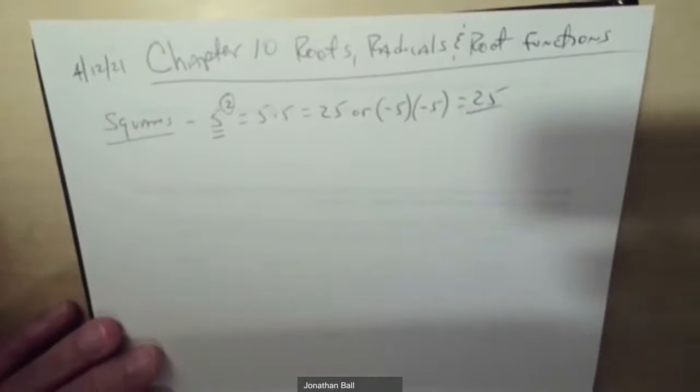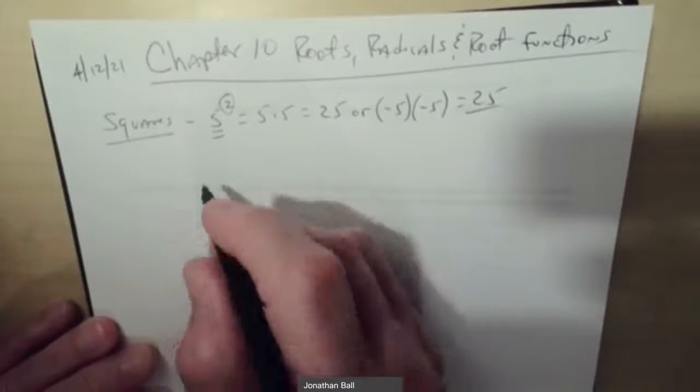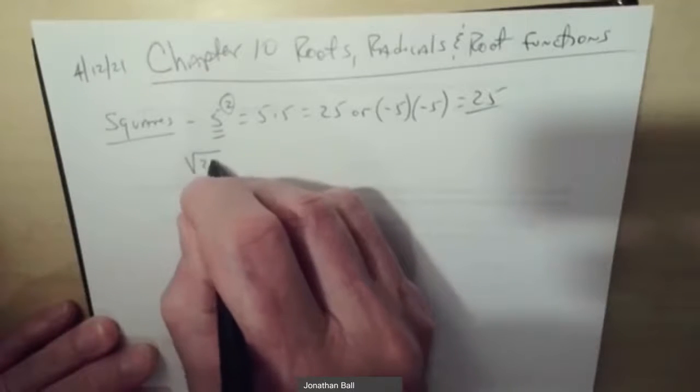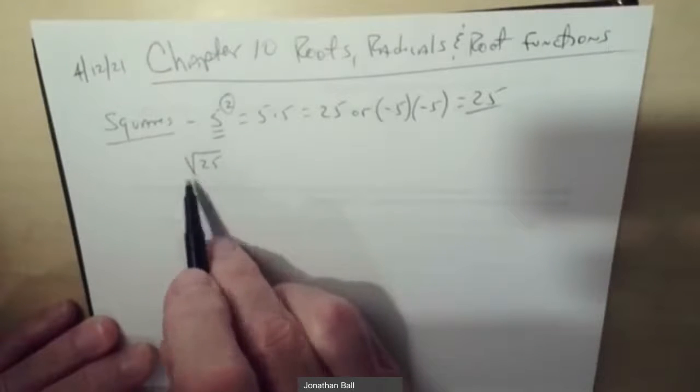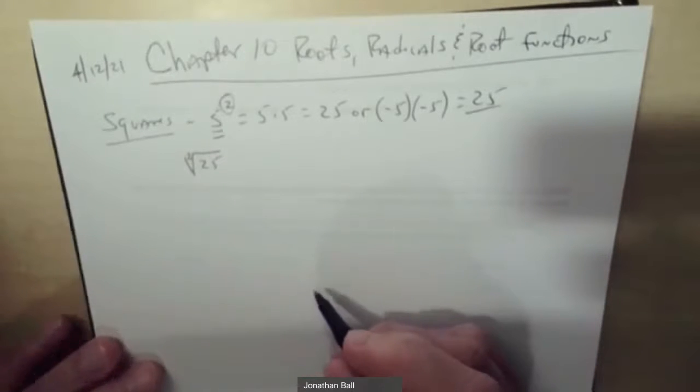Now, in math, it seems like we do everything frontwards and backwards. So if we have the square root of 25, what does this mean? There's a little 2 in here. We just don't write it because we don't have to. And we're lazy.